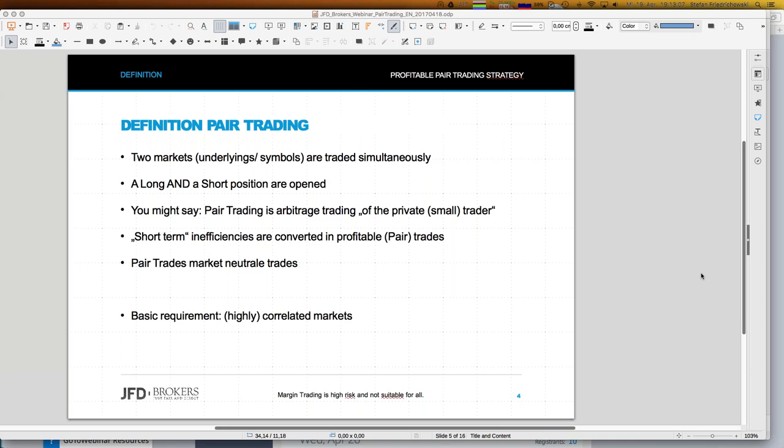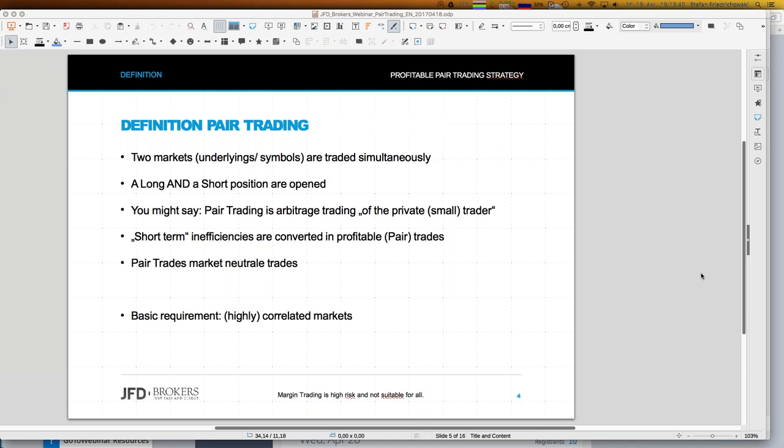Additionally, we always open a long and a short position, but not on the same symbol. That does not make any sense, but on two different symbols. Even if, for example, we think about S&P 500 and Dow Jones, we might open a long trade on S&P 500 and a short trade on Dow Jones. Or in this case, when we talk about Brent versus WTI, then we would maybe open a short trade on WTI and a long trade on Brent.